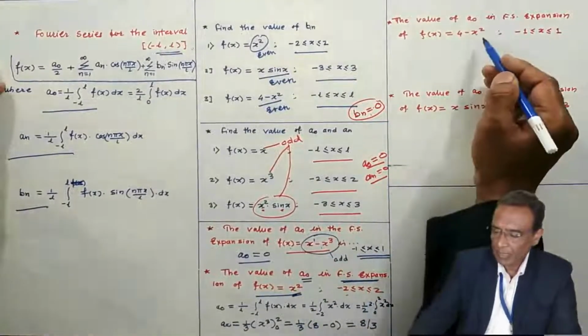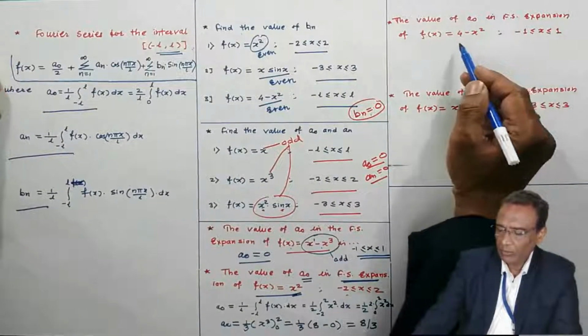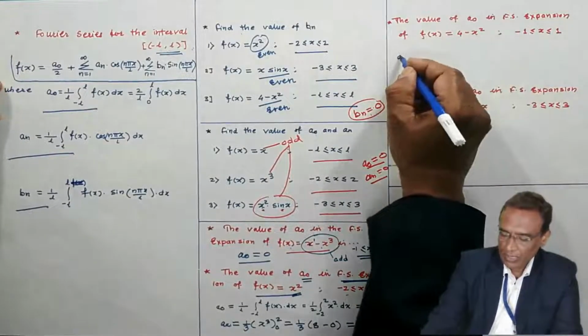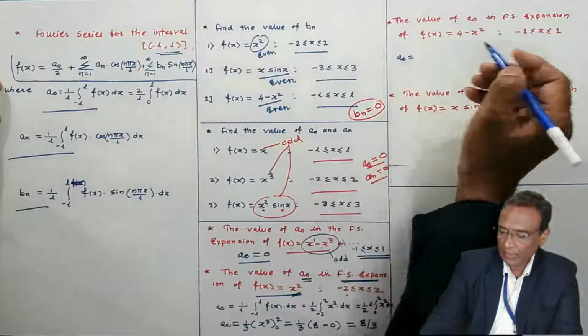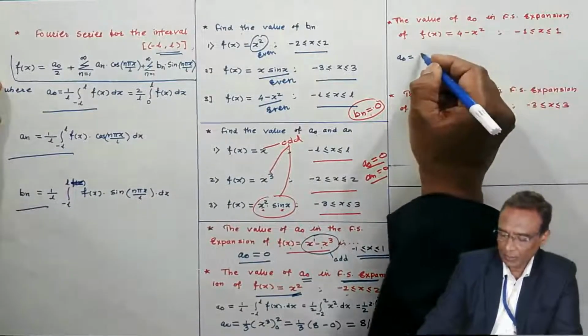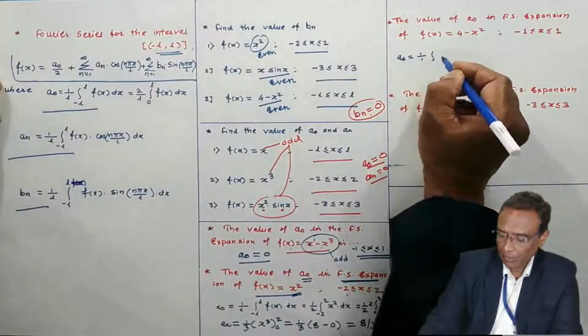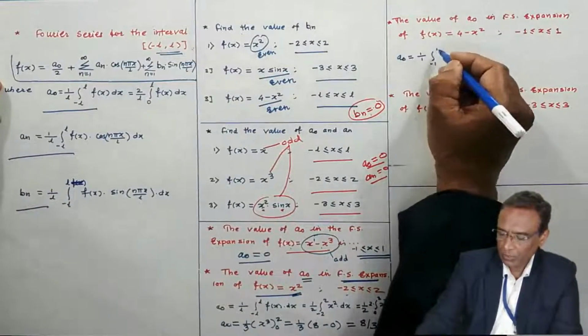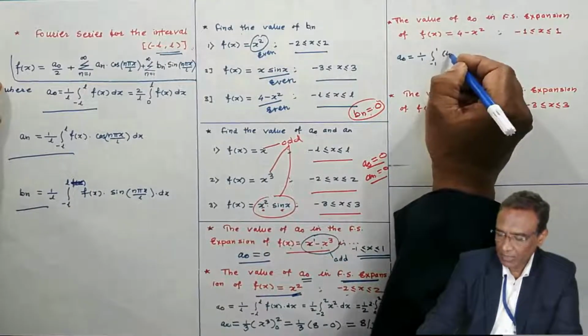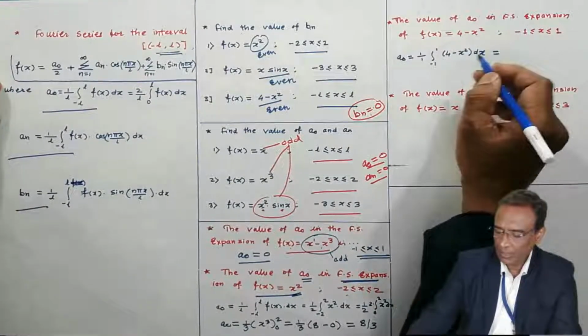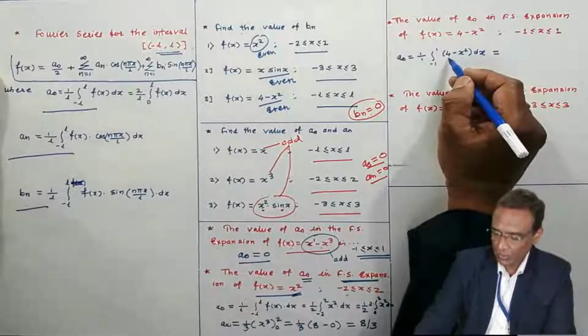Okay. So similarly, you can find out the value of this also. See, a0, directly write now. L is 1 here. 1 by L, integral from minus L to L of f(x). You can use the property of definite integral. If you don't use it, that is also okay.